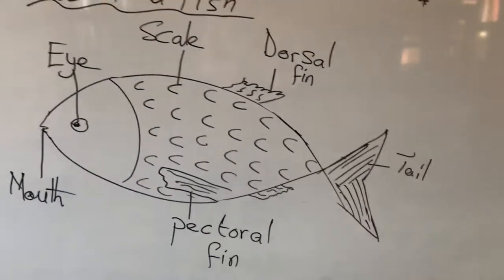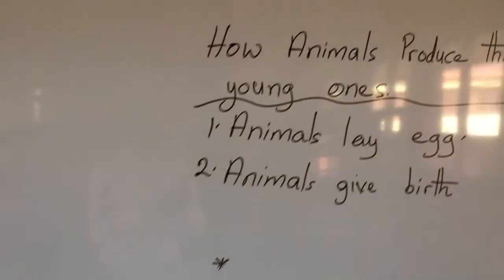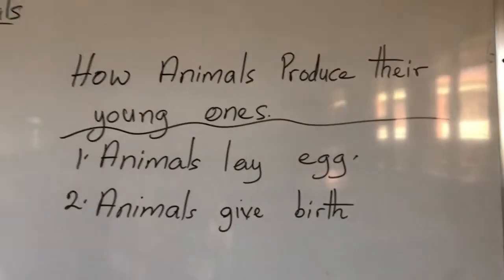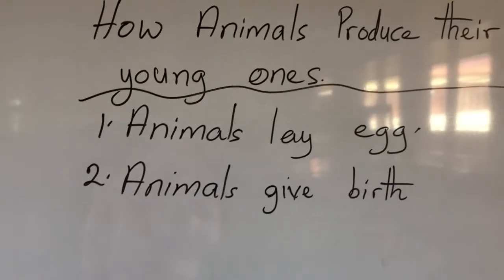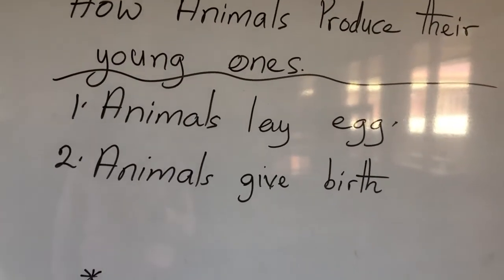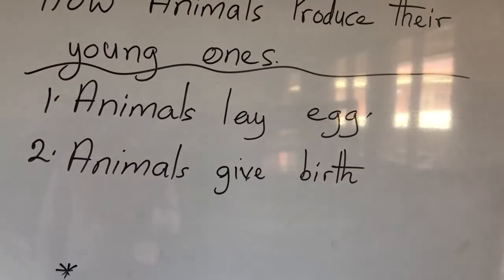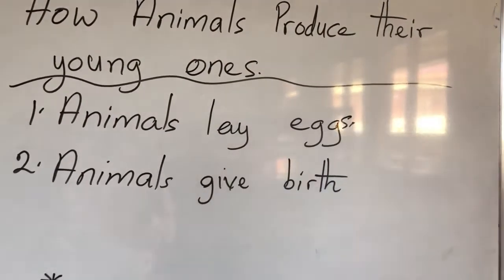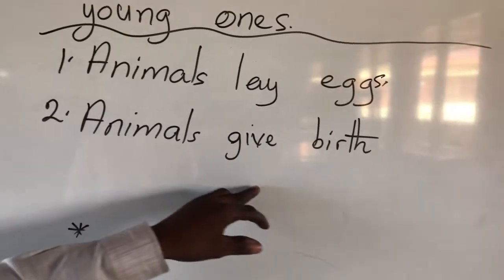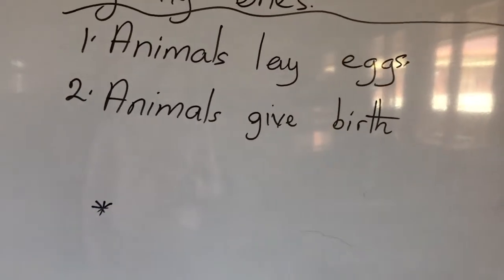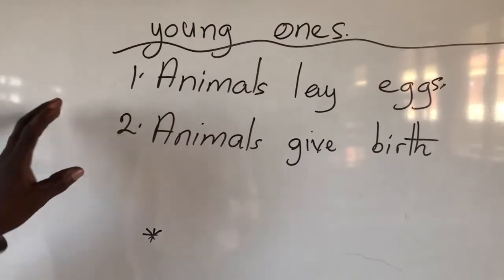Now, let's look at the last aspect of today's activity, how animals produce their young ones. We have one, by laying eggs. So animals lay eggs. Two, animals give birth. Whilst some animals lay eggs, others give birth.